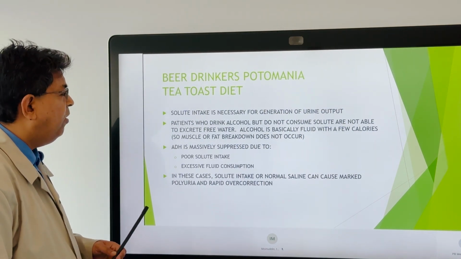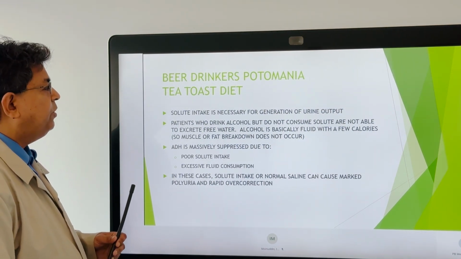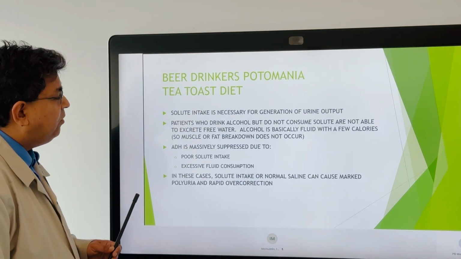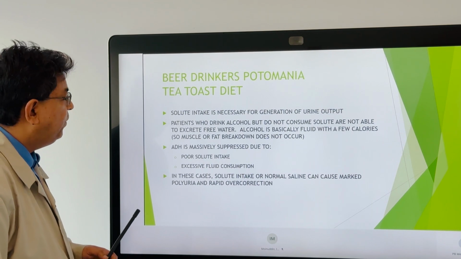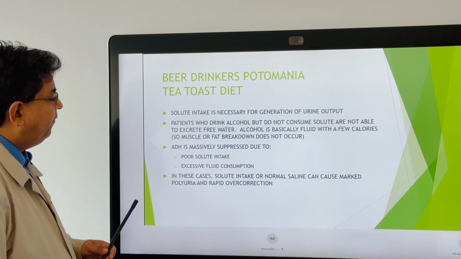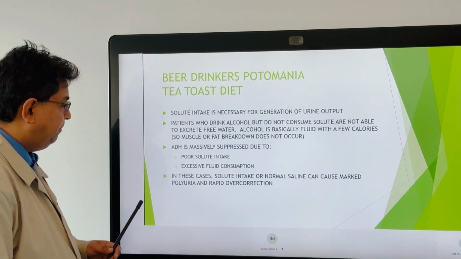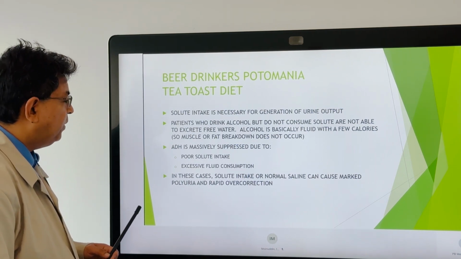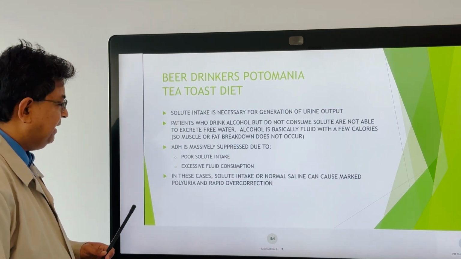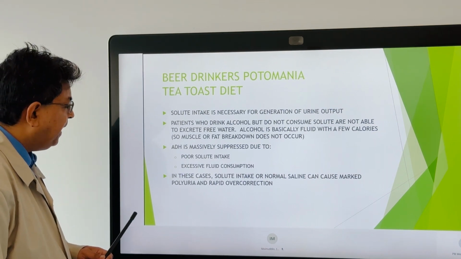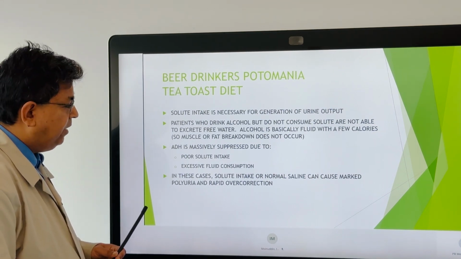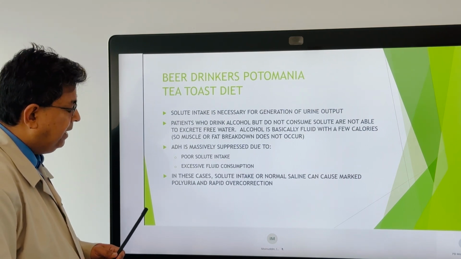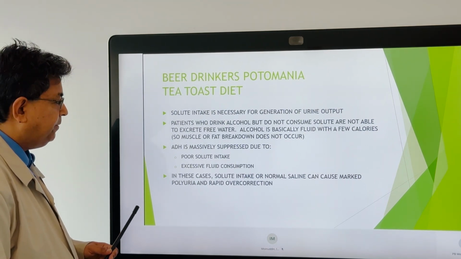Patients who drink alcohol but do not consume solute are not able to excrete free water. Alcohol is basically fluid with a few calories, so muscle or fat breakdown does not occur. ADH is massively suppressed due to poor solute intake and excessive fluid consumption. In these cases, solute intake or normal saline can cause marked polyuria and rapid overcorrection.